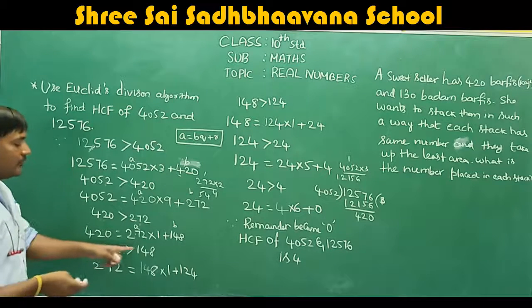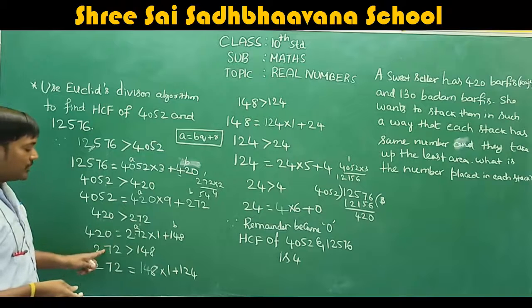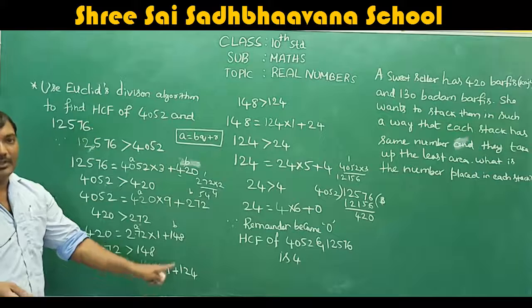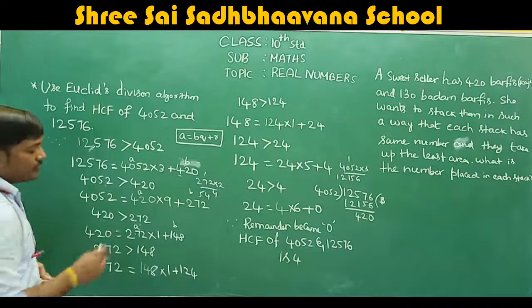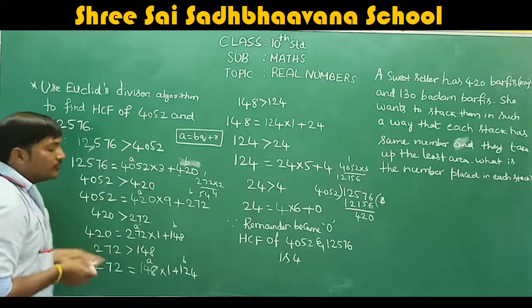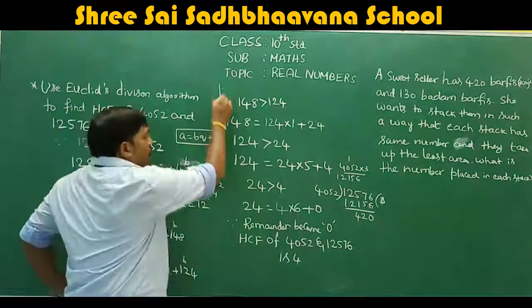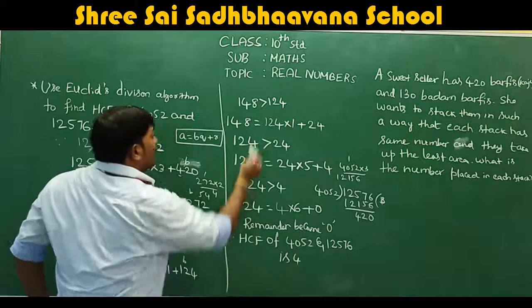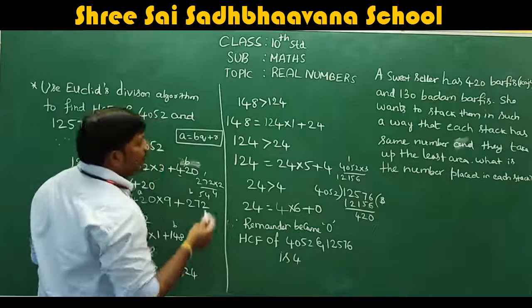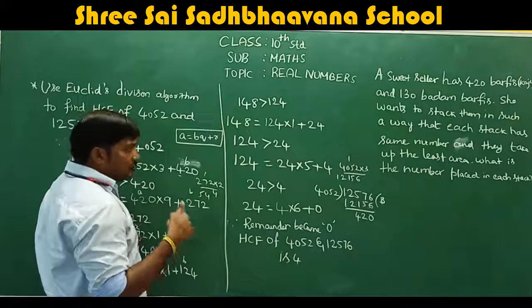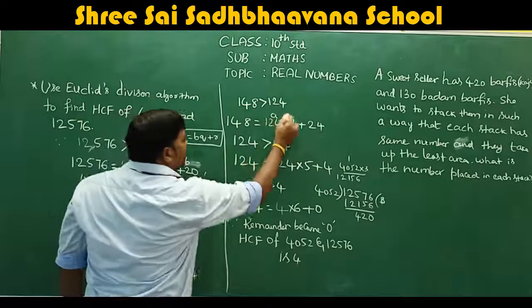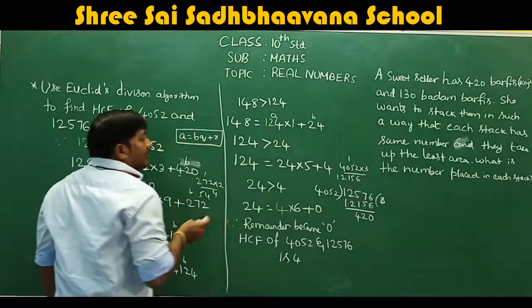Then you divide 272 with 148. You will get 148 into 1 time and the remainder will be 124. Again, you take this as A and this as B. Again, 148 is greater than 124. So when you divide 148 with 124, you get 124 into 1 plus 24. So 24 is again the remainder. Again you take this as dividend and this as divisor.